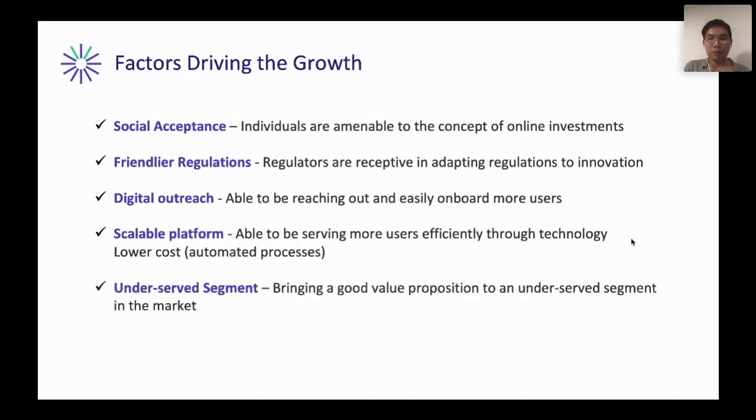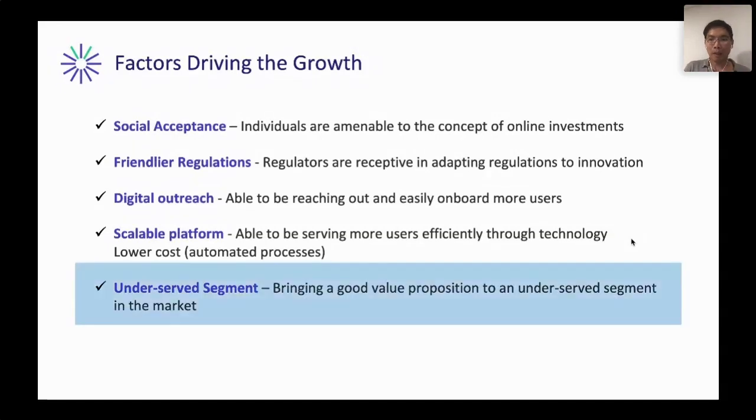Next slide. But we find that the growth is most probably fueled by real estate co-investment platforms serving and bringing a good value proposition to this underserved segment in the market. And we'll elaborate more on this in the next slides.